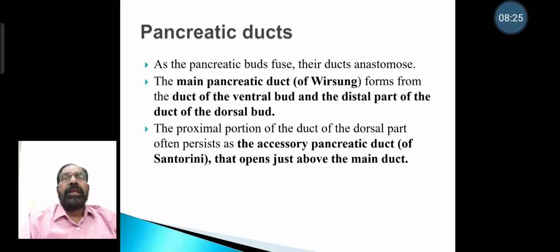Pancreatic ducts. As the pancreatic buds fuse, their ducts anastomose. The main pancreatic duct of Wirsung forms from the duct of the ventral bud and the distal part of the duct of the dorsal bud. Proximal portion of the duct of the dorsal bud often persists as accessory pancreatic duct, also called Santorini, that opens just above the main duct.